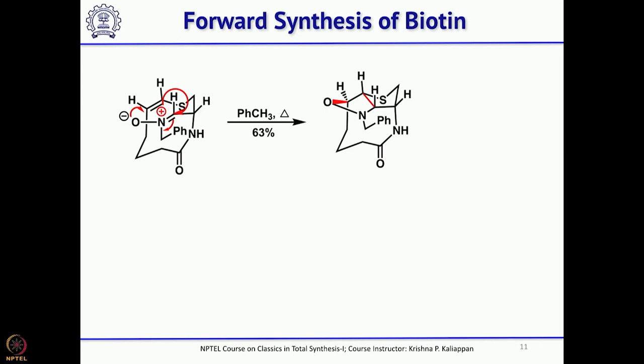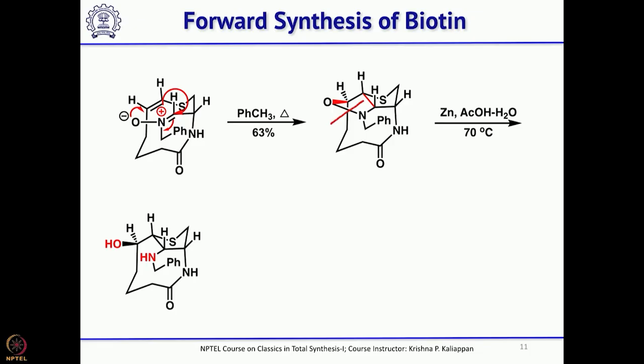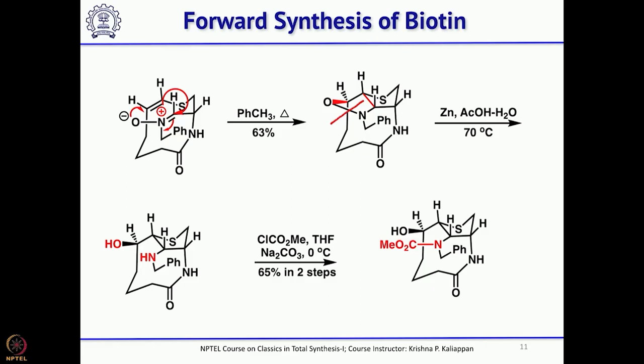Once you get this isoxazolidine, obviously the next step is the cleavage of the N-O bond. You cleave it with zinc and acetic acid, and you get the corresponding amino alcohol. The amine is already protected as N-benzyl and you get the free hydroxyl group. So you have to protect the amine once again. That was done with methyl chloroformate in the presence of a base like sodium carbonate. So now the amine is fully protected.